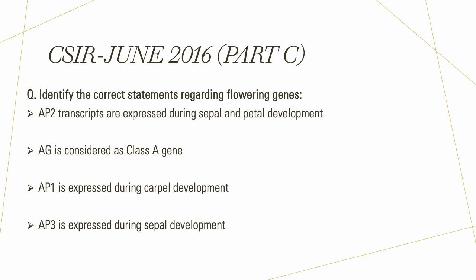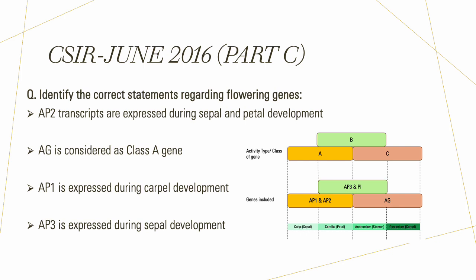CSIR June 2016 part C question. Identify the correct statement regarding flowering genes. If you look at this question, AP2 transcripts are expressed during sepal and petal development. We'll discuss it once again. You can see it can be solved from my figure. So AP2 transcripts during sepal and petal development. Sepal and petal involve something called the A class gene.